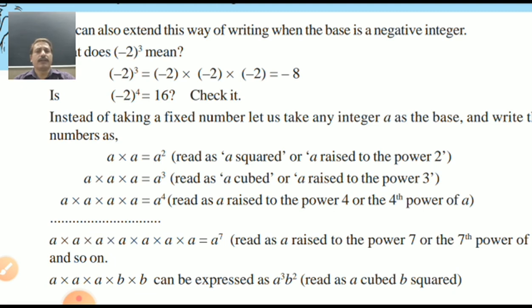It's read out that way, or you can also read A raised to the power 7, or the 7th power of A. Isn't it? Sometimes you have 2 numbers together, A into A into A into B into B. Students, don't be confused. Yes, 2 numbers are there. Suppose 3 into 3 into 3 into 5 into 5. Don't worry. Suppose the first number is A, the second number is B. Clear? So we can compare that way: A raised to 3 and B raised to 2. Isn't it? Or you can say A cubed and B squared.